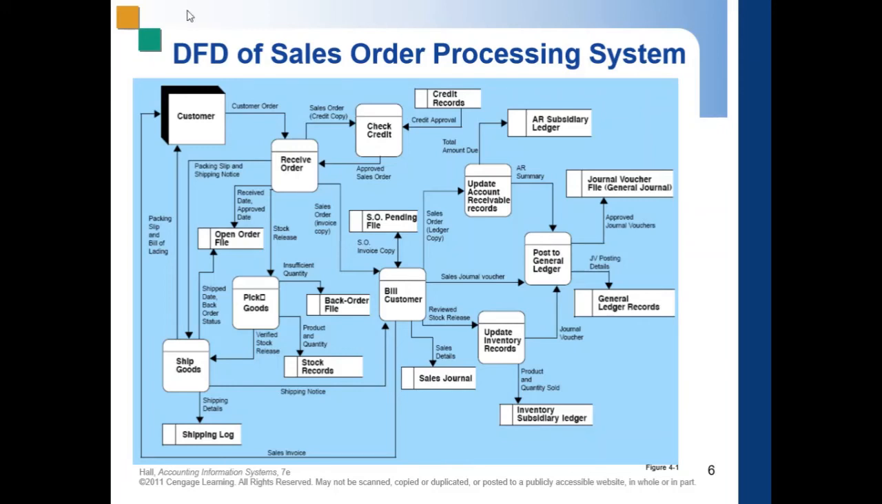So, it is step by step. Earlier, we came from check credit, and then the approved sales order came back to us. Now, next up is picking goods. So, the receive order activity forwards the stock release document, also called the picking ticket, to the pick goods function in the warehouse. So, remember, aside from the sales order, your receiving department, the one that receives the order, produces a stock release document, and another term for the stock release document is the picking ticket.